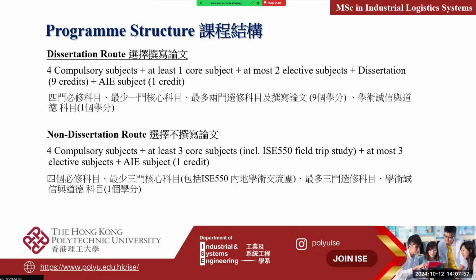But starting actually this year, in our university, we have a new requirement, so-called AIE. AIE is short for Academic Integrity and Ethics. So this is a new requirement.